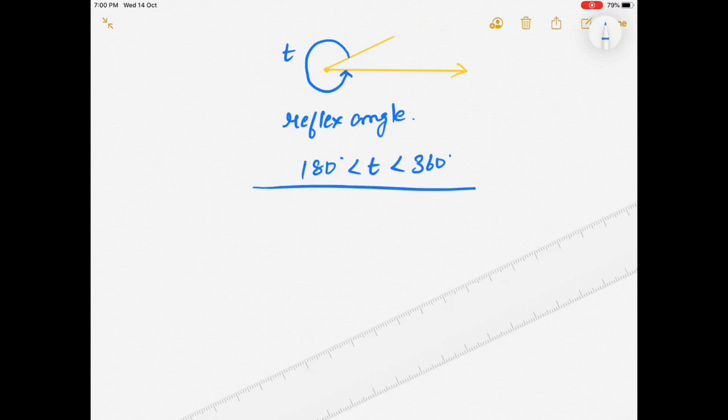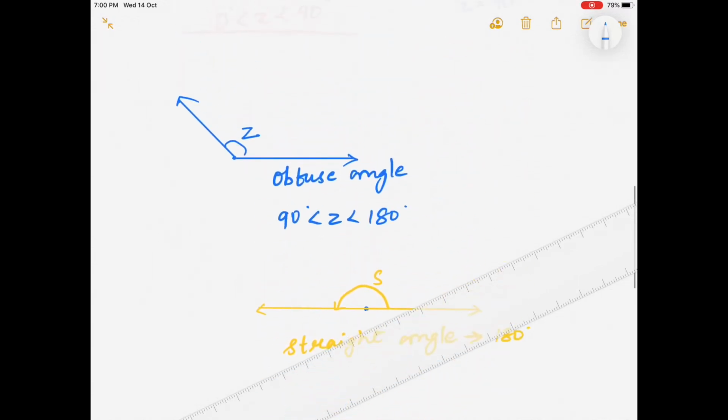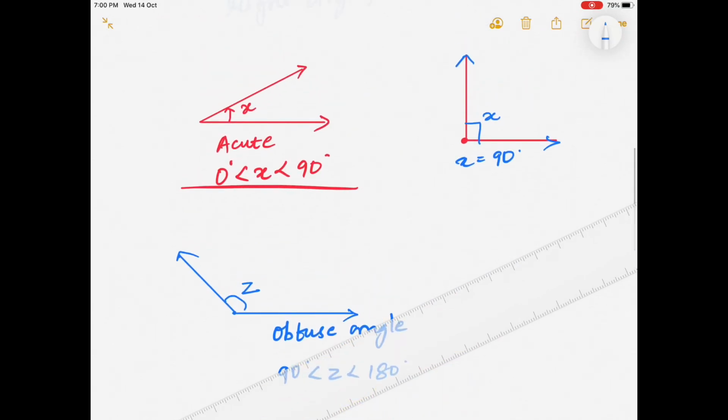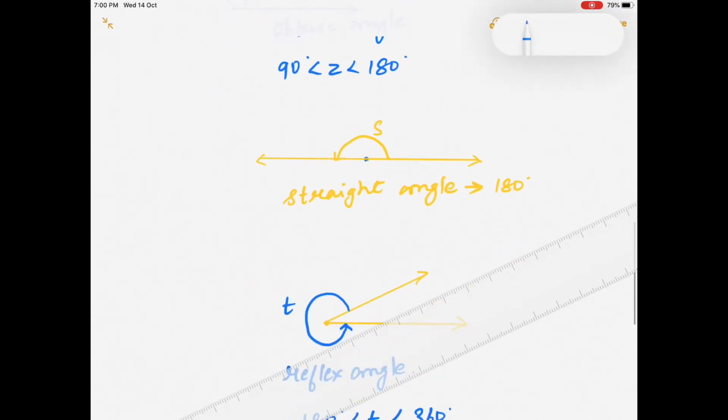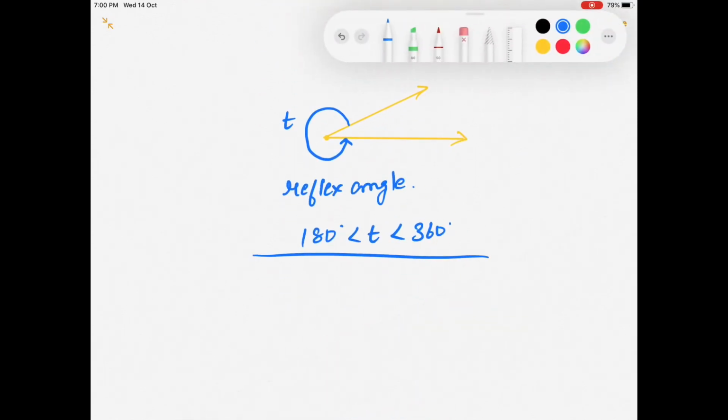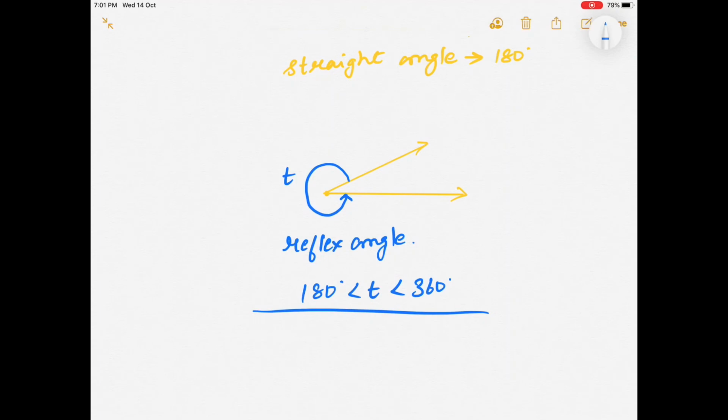When the angle is following these rules, we can name that angle. We can name that as acute angle, we can name that as right angle, we can name that as obtuse angle, we can name that as straight angle, and we can name that as reflex angle. So now in this chapter we have to learn different types of angles.